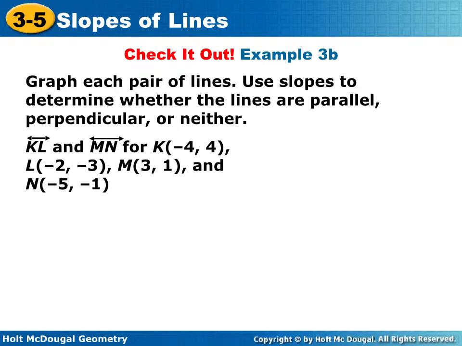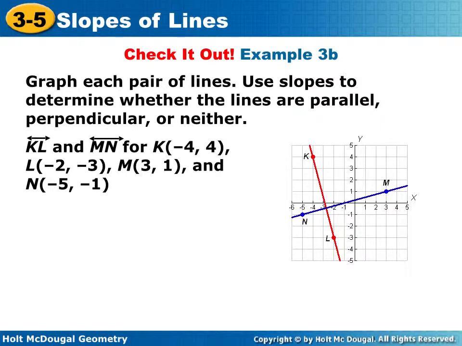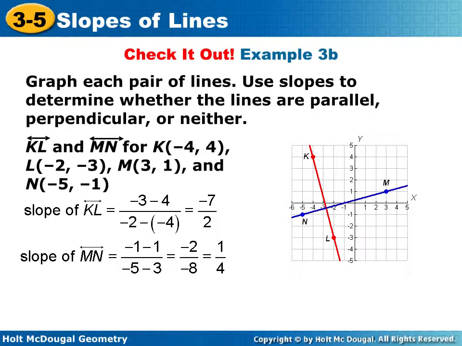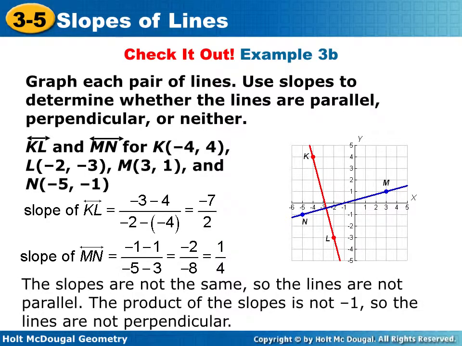All right, go ahead and pause the video. Let's see what you get. All right, let's see what you got. There's the graph. Ooh, looks perpendicular. Slope of KL should be negative 7 over 2. Slope of MN is 1/4. Wait a minute, if I multiply the two, no, the product is not negative 1. Here's a classic example of something that looked perpendicular, but it was deceiving.